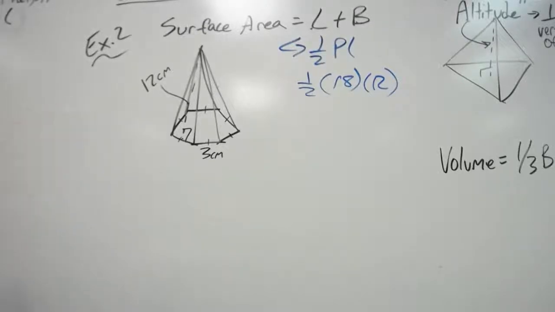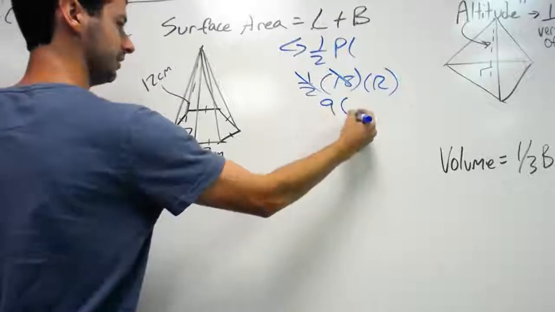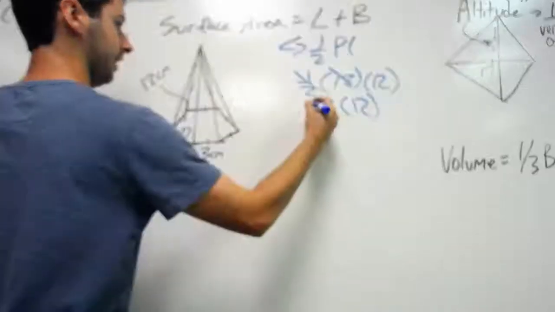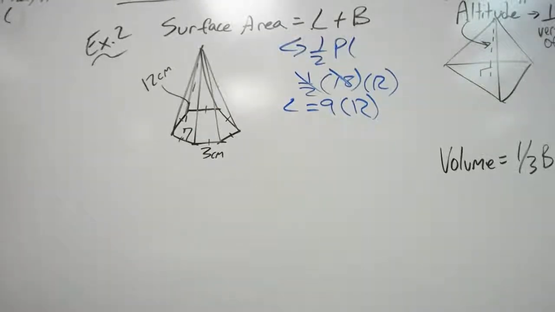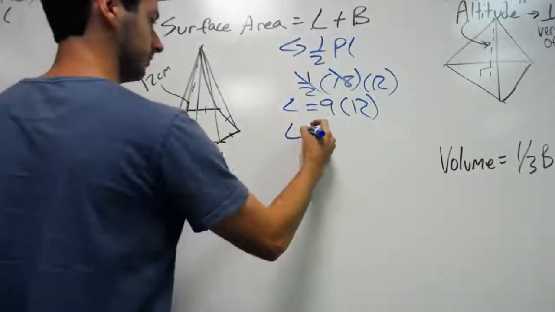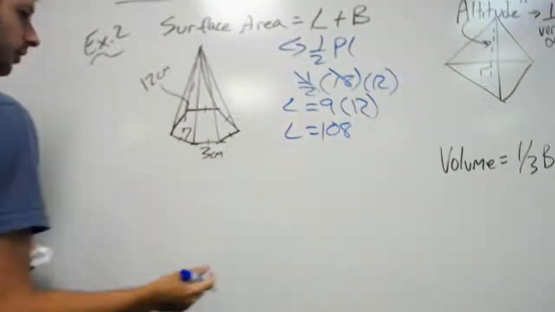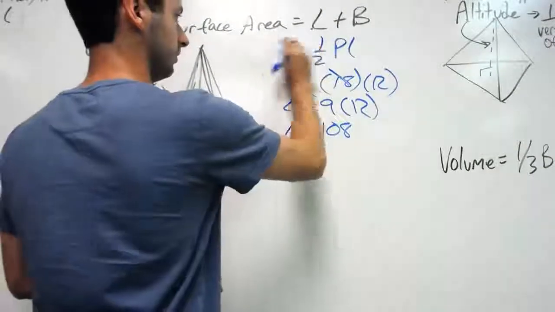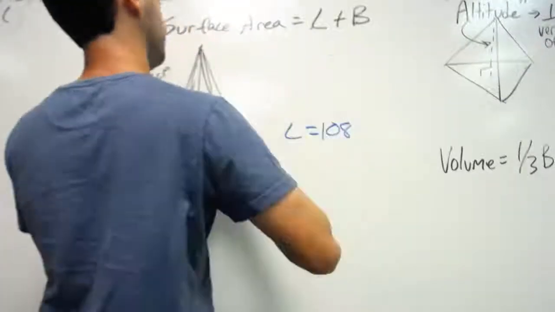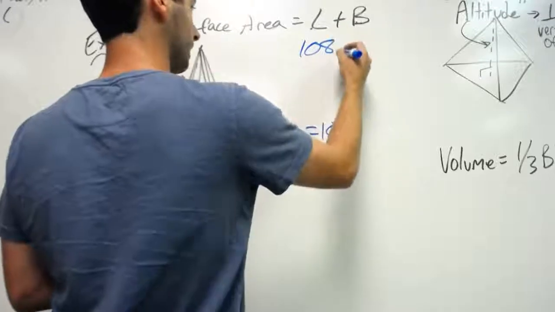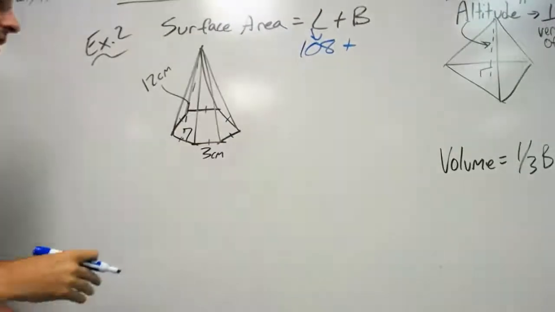So we do the math there. 1/2 of 18 is 9. 9 times 12, remember right now we're only finding the lateral area. 9 times 12 is 108. I'll go ahead and erase this and plug in 108 for L. So we just found lateral surface area. Now we have to find the area of the base.